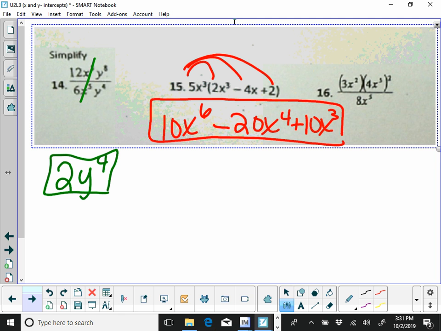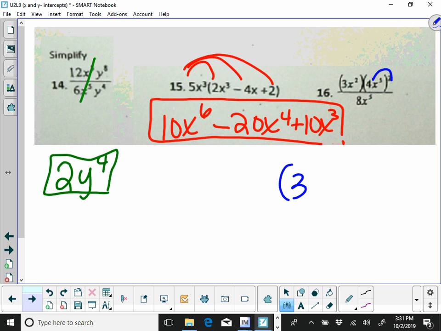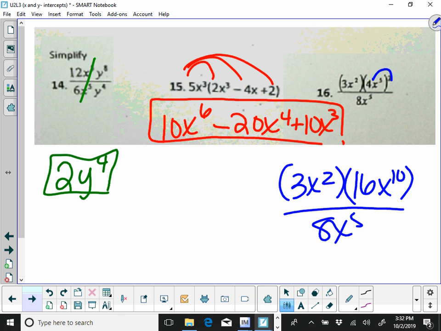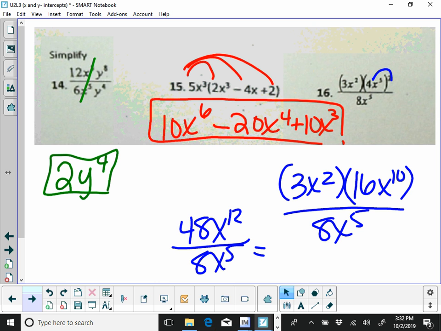And then for the last one down here, number 16, you need to start by distributing this square. So that's going to be 3x squared and 16x. You multiply power to a power, so 16x^10. Then you multiply on the top, which is going to give you 48x to the 12th over 8x to the 5th. And the last step for you to do is to divide the 48 and 8, and we subtract our exponents. Don't forget to look over your pop quiz review for your pop quiz tomorrow that contains exponent rules, slope intercept standard form, and domain and range.